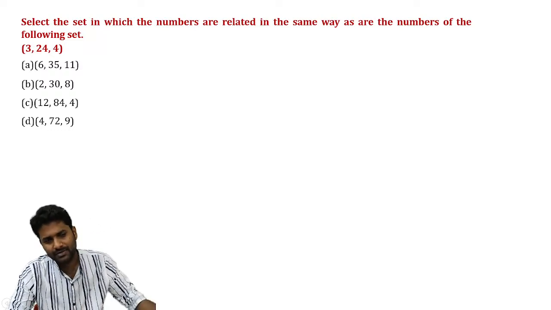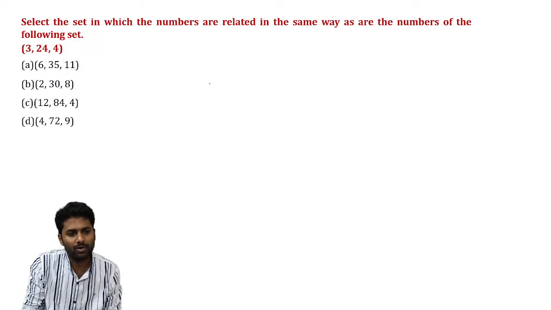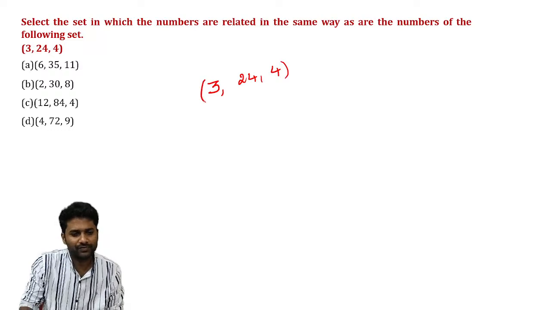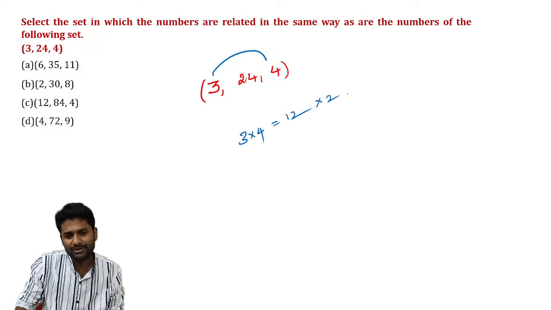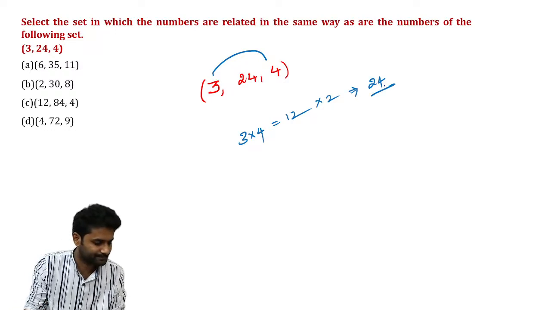Now see, if you observe these numbers, here the relation among 3, 24 and 4. We can conclude it: the product of the first number and the last number is 12. If you double that product, then the result will become 24.